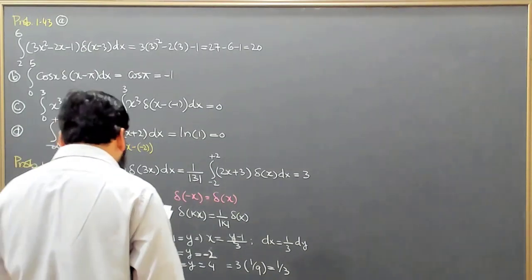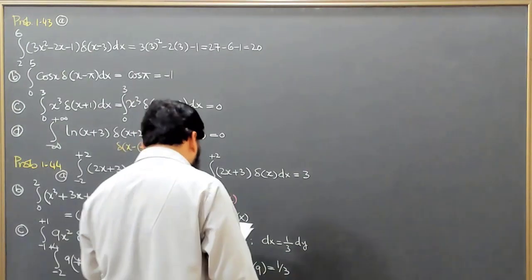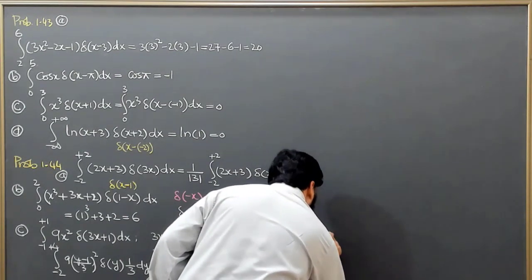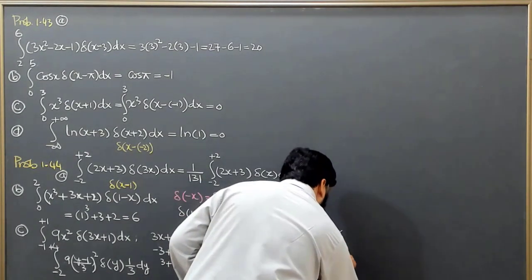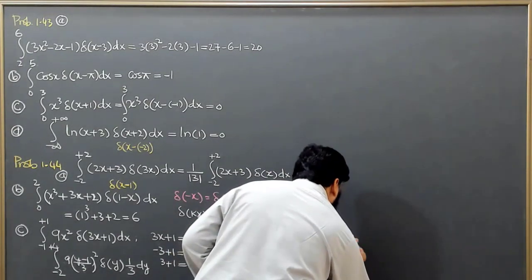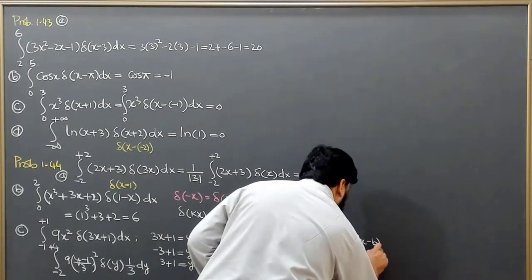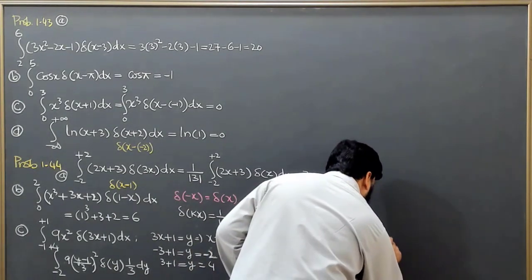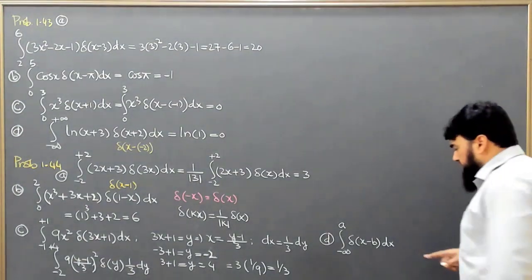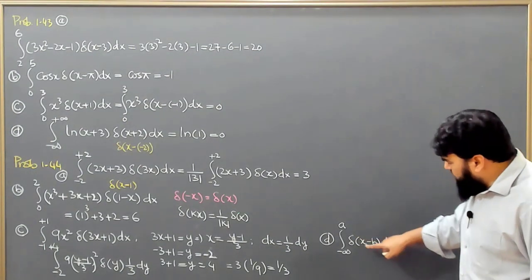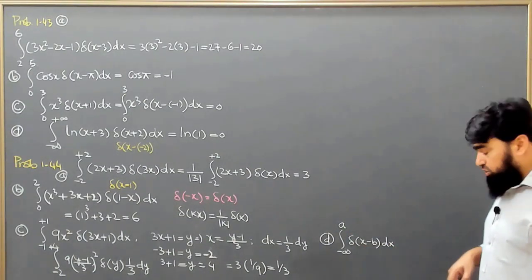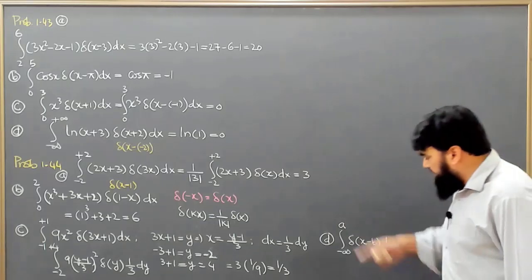Similarly, the D part is comparatively simple. The D part is the integral from minus infinity to a of delta of x minus b dx. Now here it has not been specified whether b is coming after a or b is coming before a. So generally, I think b will be coming after this one.